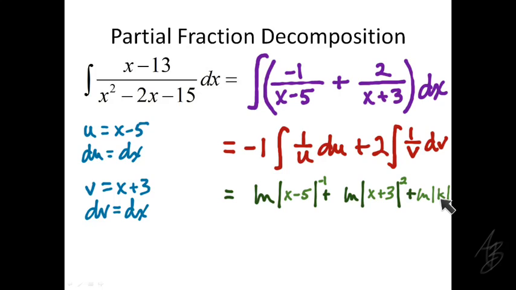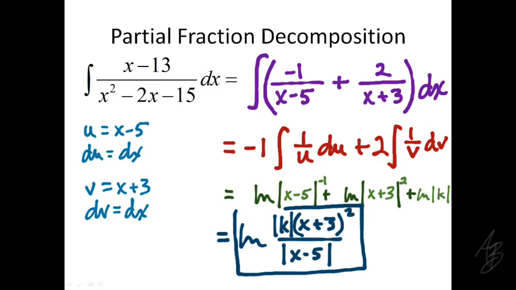Notice here that I use the absolute value of k for our constant, and we can combine this into a single logarithm that would look like this using our laws of logarithms. Notice also that I removed the absolute values from this one right here, because if we take an expression and square it, it's going to have to be positive. And when we take x minus 5 to the negative 1 power, that x minus 5 is going to end up in the denominator.